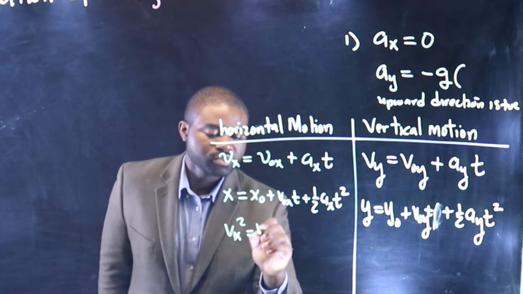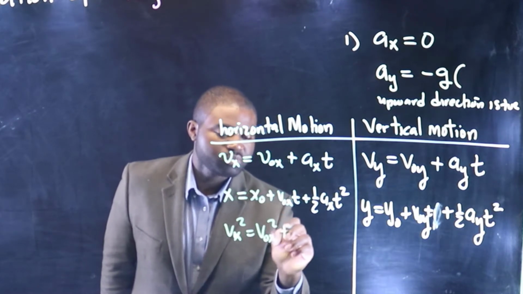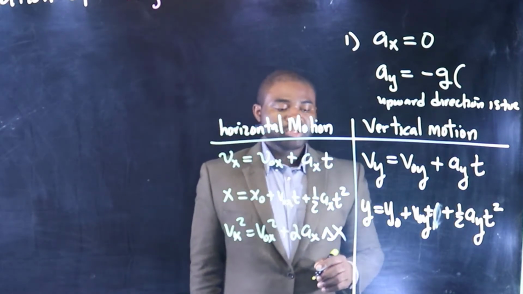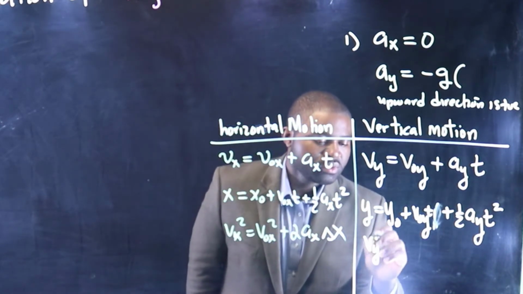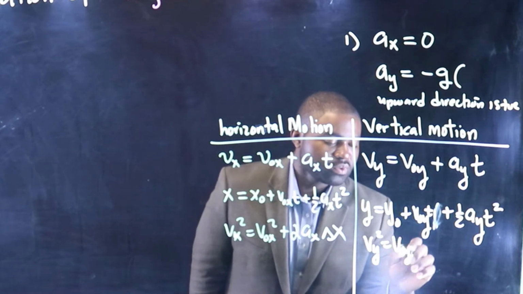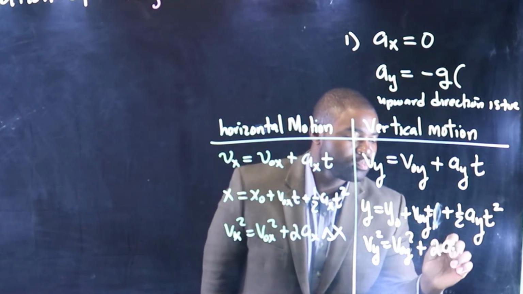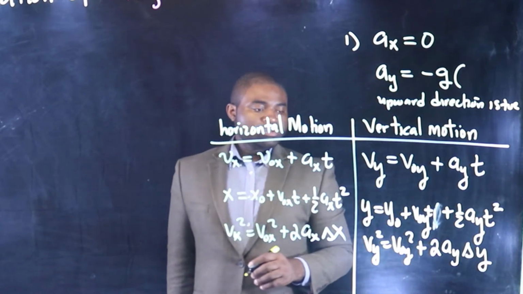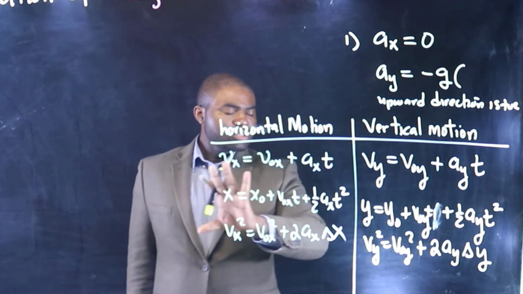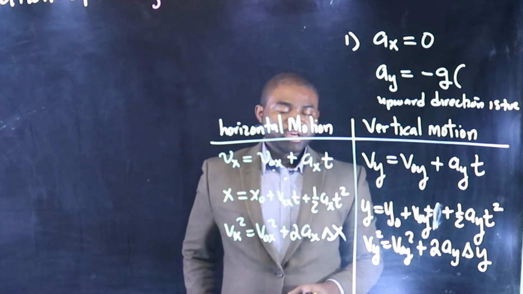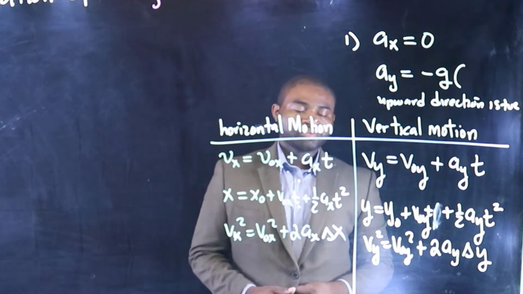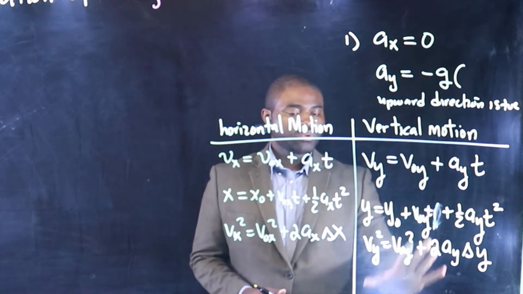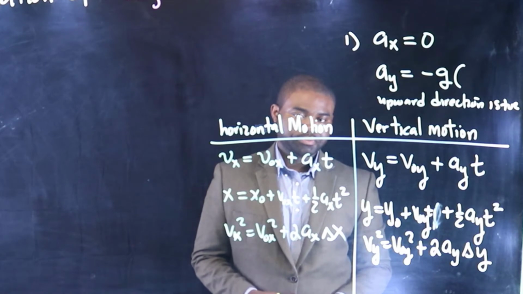You have Vx squared equal to Vox squared plus 2Ax delta X. Similarly, you have Vy squared equal to Voy squared plus 2Ay delta Y. These are the equations for the X motion and the equations for the Y motion.